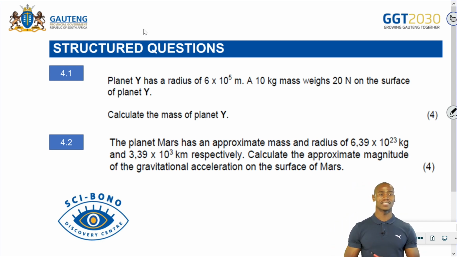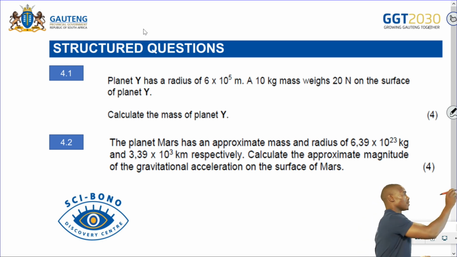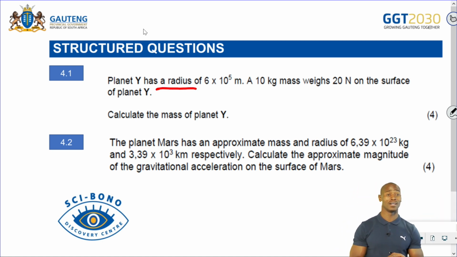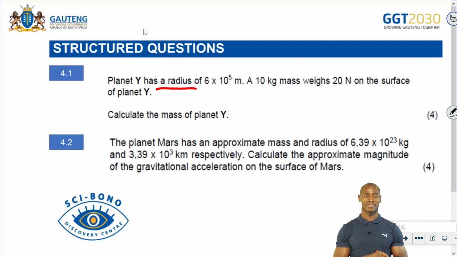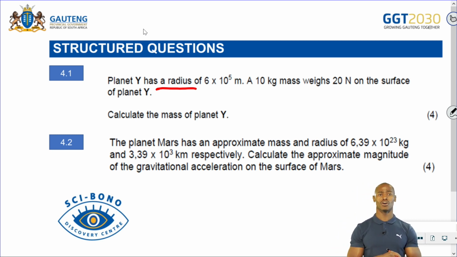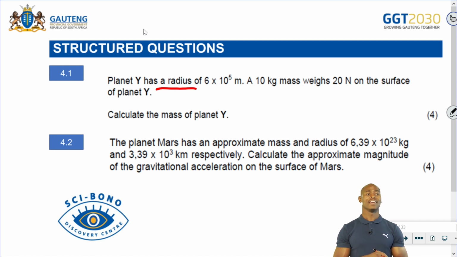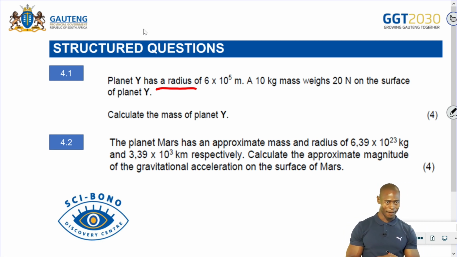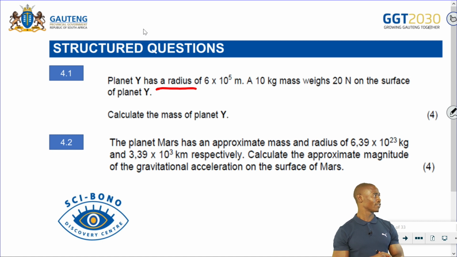Planet Y has a radius of 6 times 10 to the power 5 meters, right? A 10 kilogram mass weighs 20 newtons on the surface of planet Y, all right? So a 10 kilogram mass weighs 20 newtons on the surface of planet Y. They want us to calculate the mass of planet Y.